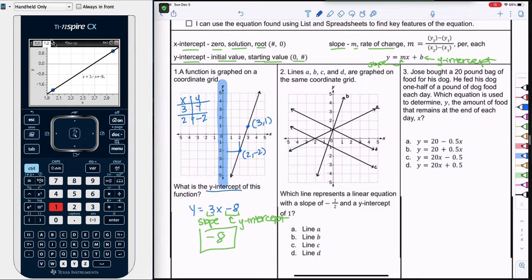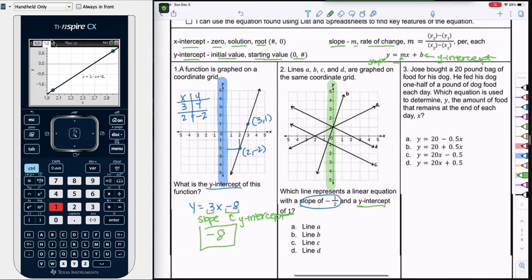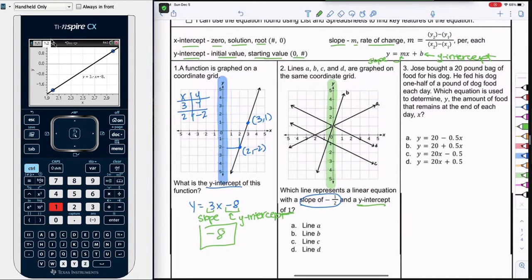So then going to number 2. It says lines A, B, C, and D are graphed on the same coordinate grid. Which line represents a linear equation with a slope of -1/2 and a y-intercept of 1? So we know we're looking at the y-axis, and we know we need a y-intercept of 1. So the only line that doesn't have that y-intercept is C, so we can eliminate C. And then we also know that our slope is negative. So from left to right, our line should be going down.